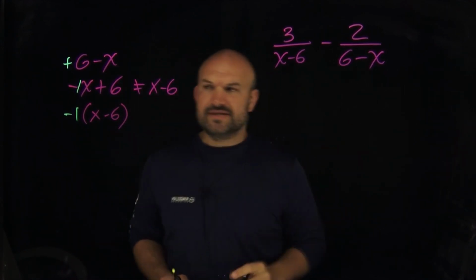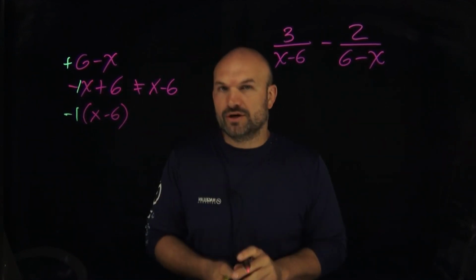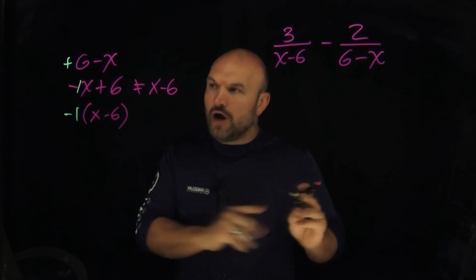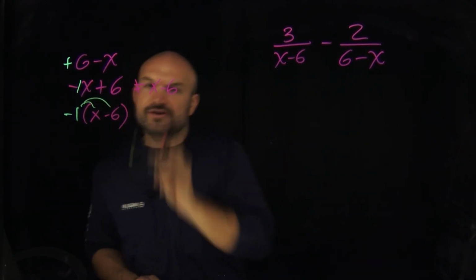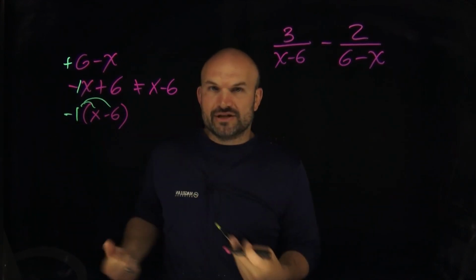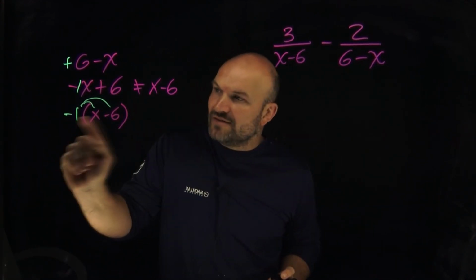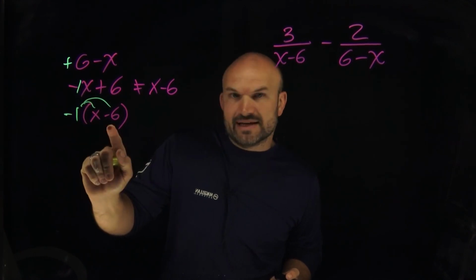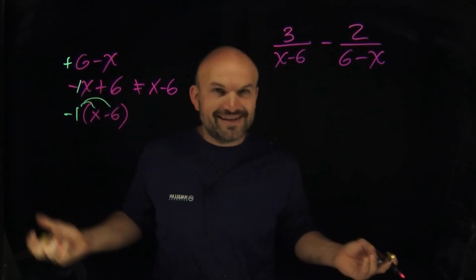And if you're a little confused on this, just remember, you can always double check your work. When you factor something out, you're basically dividing it out, so you can check your work by multiplying back through. Negative 1 times x is negative x. Negative 1 times a negative 6 is going to be a positive 6. So you can see how it worked out.